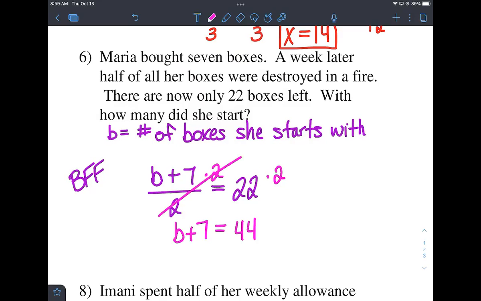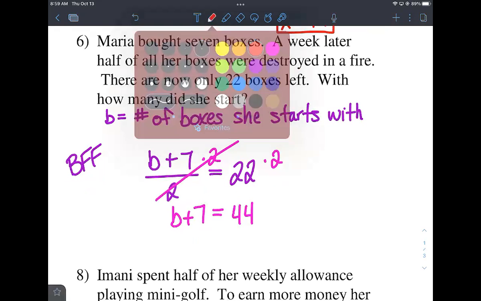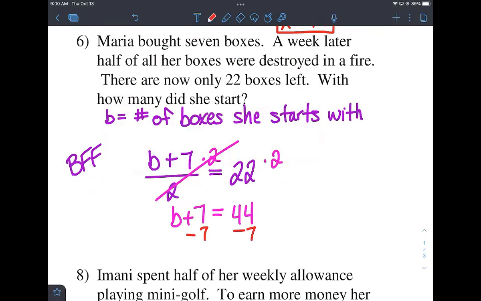If we go back in time, if we retrace our steps, right? The last thing that happened to her was that fire. So let's go back in time before the fire. If she wouldn't have lost half of her boxes, she'd have 44 right now. Right? Let's go back in time even further. Mason said she bought 7 boxes on top of what she already had. Let's go back in time before she bought those boxes. Subtract 7. How many did she have before she bought those 7 boxes?